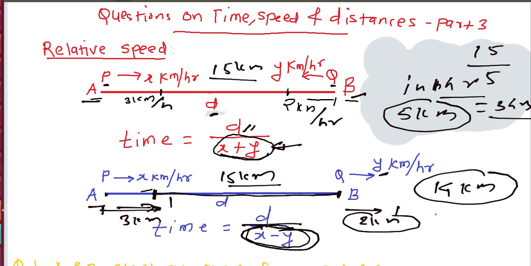So 1 hour for 1 kilometer, so how many hours for 15 kilometer? So that is 15 hours. So when they travel in the same direction, either this or this, the time required to cover distance is equal to distance upon the subtraction of speeds. So let's see examples based on this concept.